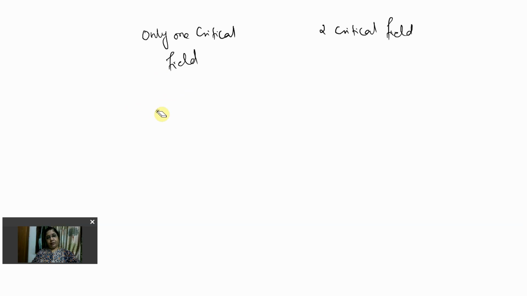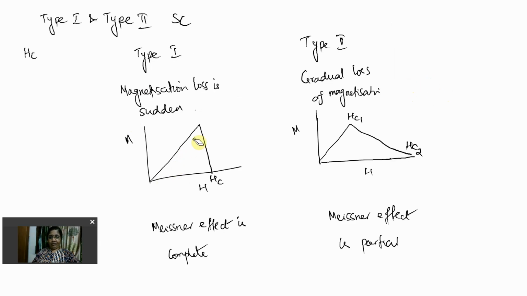So, here, no mixed state. Here, mixed state exists. So what do you mean by mixed state? Here lines of force, magnetic lines of force are immediately expelled. So no mixed state. Here lines of force are beginning to get expelled. So there is a mixed state.